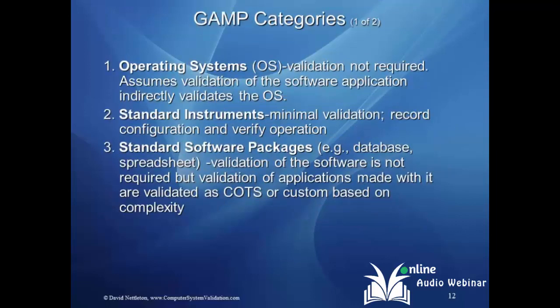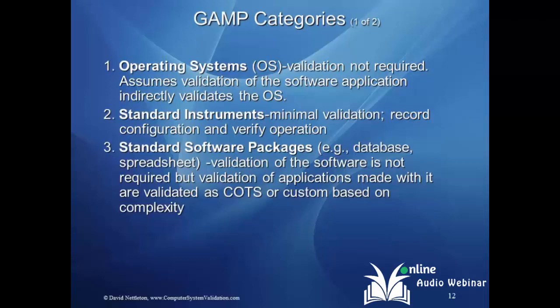I told you that GAMP is out of England, and they're an industry standards organization. So GAMP 5, the current category standard, says GAMP 1, operating systems, do not require validation. Systems that don't need validation. Not every piece of software needs validation. GAMP level 2, standard instruments, a pH meter, a barcode scanner, an RFID scanner. You don't have to do a validation, but you do need to record the configuration, and you do have to verify the operation of every device.